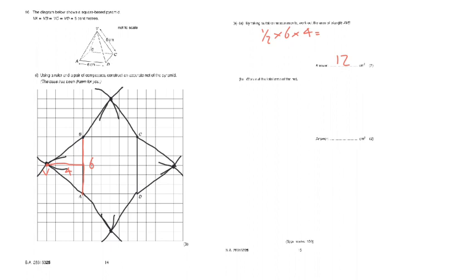Work out the total area of the net. So we've got 12 times 4 plus 6 times 6 is 48 plus 36 is 84.